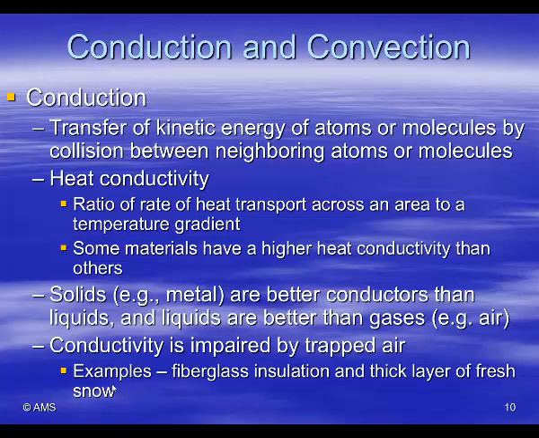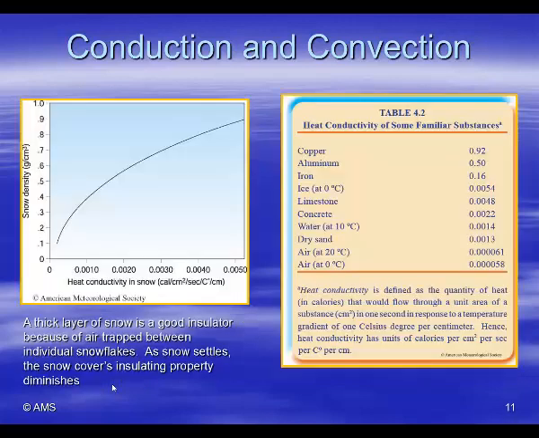Conductivity is impaired by trapped air. That's why fiberglass insulation works, and also why wetsuits work, and why a thick layer of snow will also insulate. A thick layer of snow is a good insulator because of the air trapped between the individual snowflakes. As the snow settles, however, it starts to lose its insulating properties.